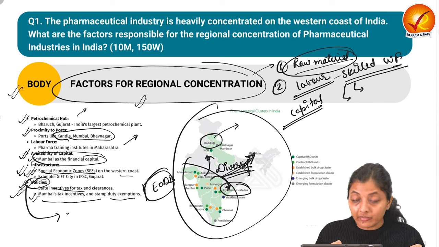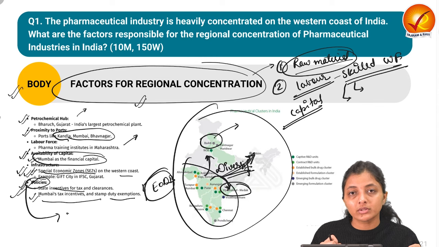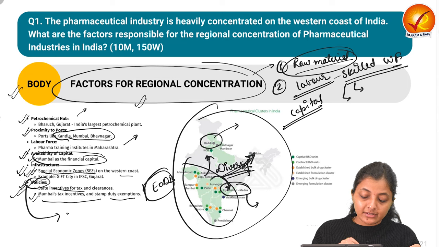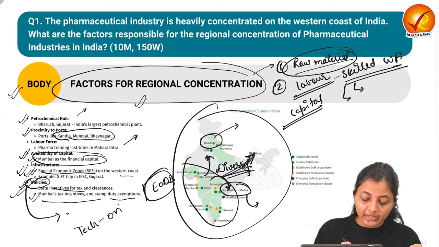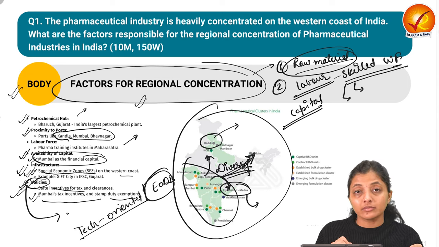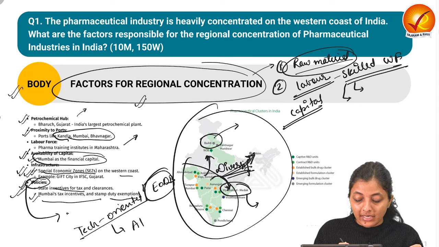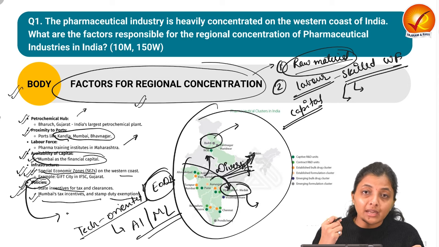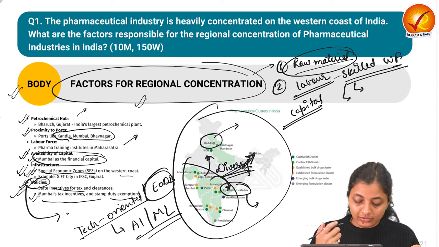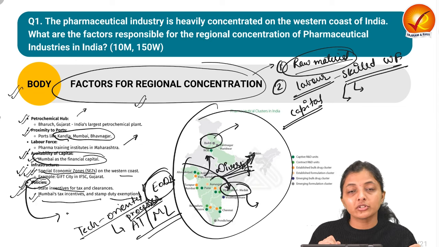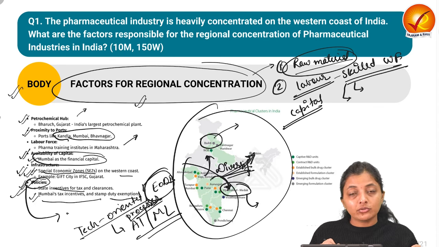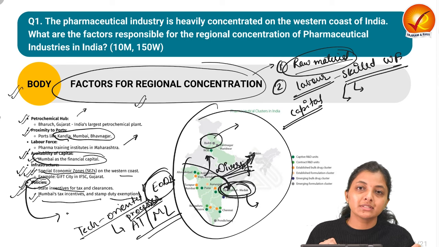Next, these industries are also moving towards Hyderabad, because now the pharmaceutical industries are also technologically oriented. The processes in the manufacturing of the drugs include artificial intelligence and machine learning in the milling, blending, granulating of the pharmaceutical drugs. So due to the tech oriented processes involved in the manufacturing of the pharmaceutical products, the locations of the pharmaceutical industries are also getting diversified towards Hyderabad.